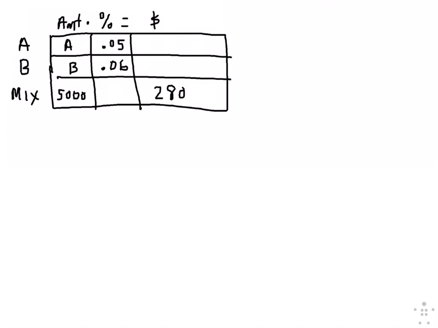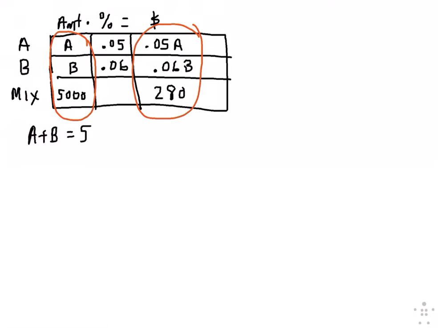Now let's fill in the right-hand column. So A times 0.05, so that's 0.05A. And the second row is 0.06 times B, right? And now let's remember where our equations come from. They come from the left column and the right column, right? So down the left, we have A plus B equals 5,000. And you should use lowercase. It's just easier when I write with the stylus to make capital letters, right?